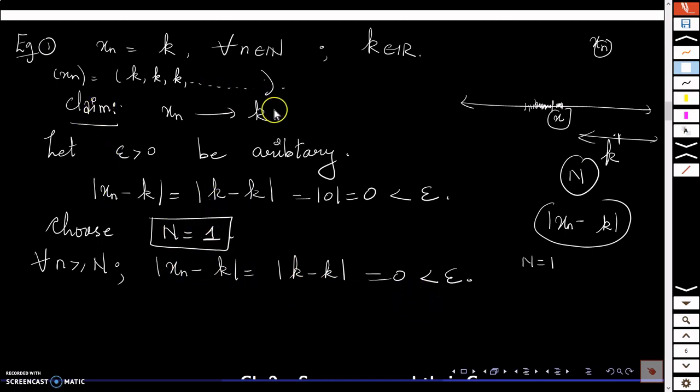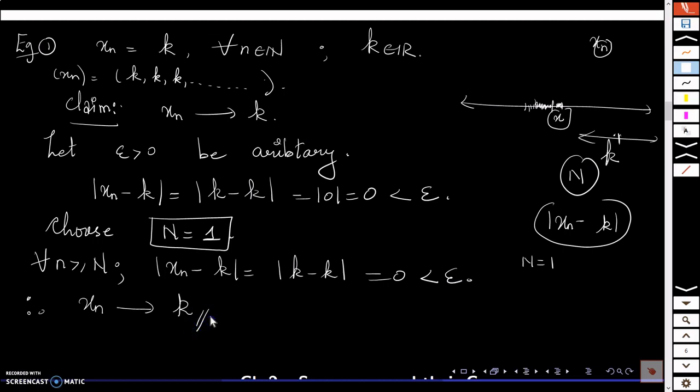So because it was a constant sequence, this process is very simple. Almost there is nothing to prove here, because all the terms of the sequence xn are equal to k, and this difference will always be 0, which is less than epsilon, right? And therefore, given any epsilon positive, I found a natural number 1 such that the difference between xn and k is less than epsilon, and therefore by definition the sequence xn converges to the point k.